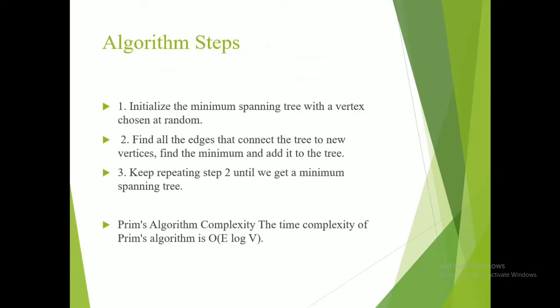Next, the algorithm for Prim's algorithm. First, initialize the minimum spanning tree with a vertex chosen at random. Second, find all the edges that connect the tree to new vertices, find the minimum and add it to the tree. Third, keep repeating step number 2 until we get the minimum spanning tree. Prim's algorithm complexity. The complexity of Prim's algorithm is O(E log V).